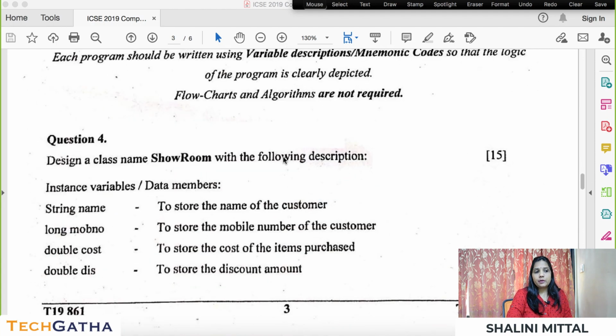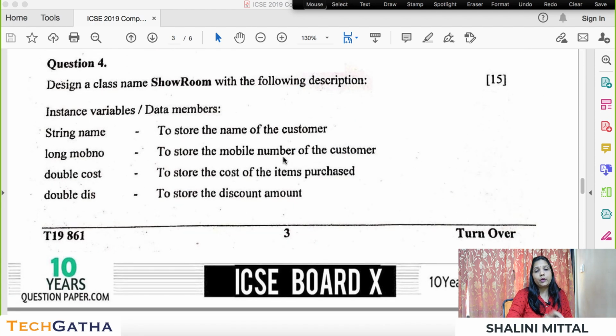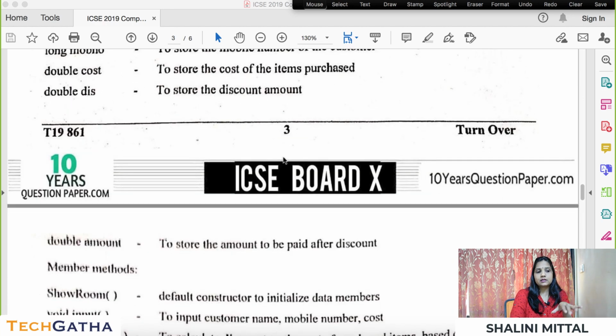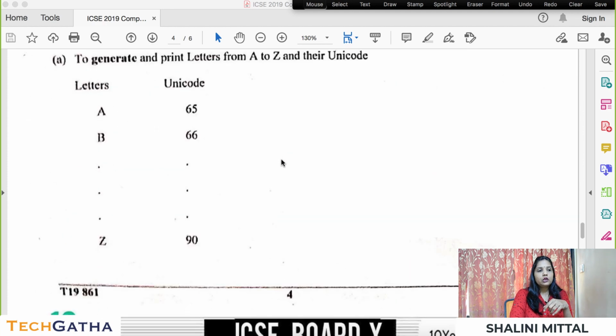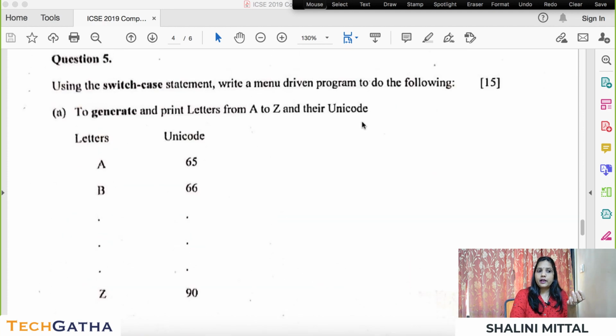Now coming to section B, a few points that you need to remember while doing section B. First, do not write class names as ABC, XYZ. For example here, design a class named Showroom, so the class name is given. If you come down, using a switch case, write a menu driven program, right? So you can write class MenuDriven, or you can write class Generate. You can write a semantic meaning to the classes. Believe me, some schools do cut half a mark, 1 mark or 2 marks if you do not write the class names properly. They have to be logical.